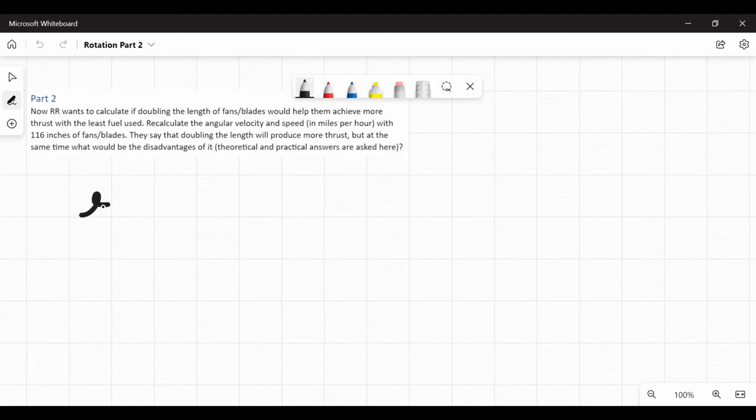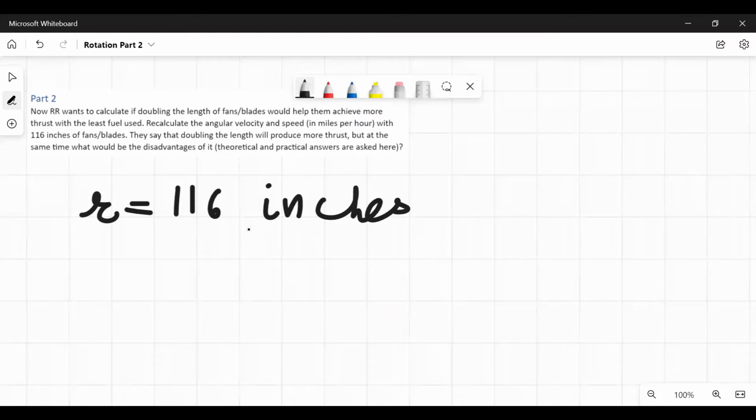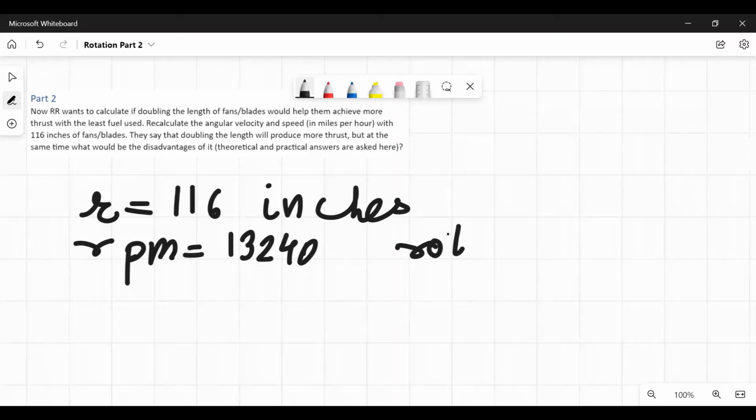So now it says that the radius is going to be 116 inches. We are simply going to repeat the whole process from the beginning. We had the original rotations per minute as RPM equals 13,240. If you want, you can write rotations per minute like this.